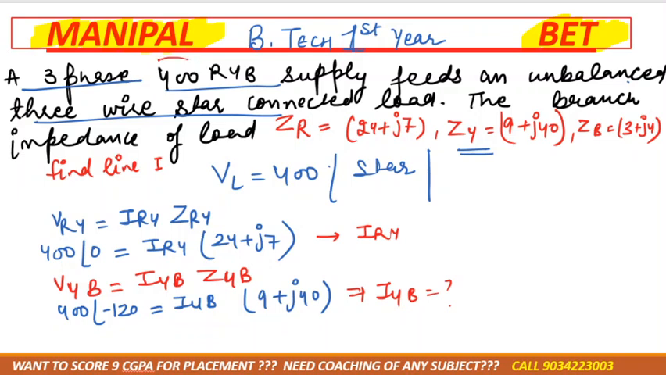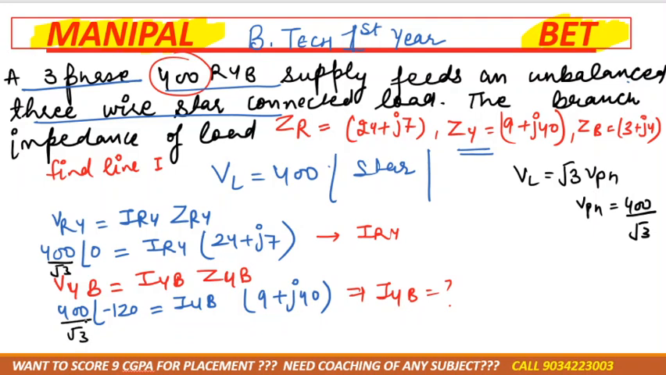Oh, sorry. This is a star connection now, so we need to convert it into phase. And how will we get the phase? VL is equal to root 3 of VPH. So VPH is how much? VL by root 3, means 400 by root 3, right? So divide by root 3.